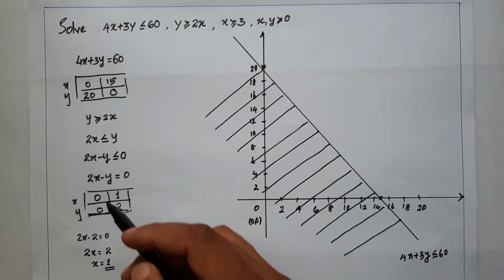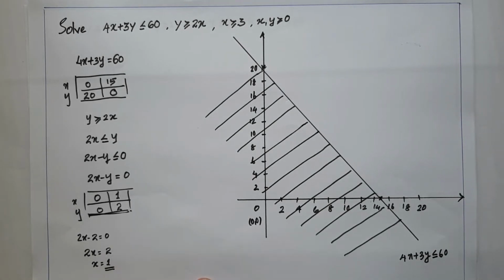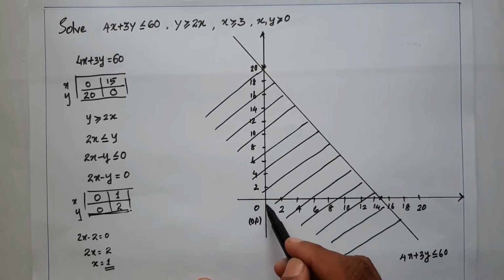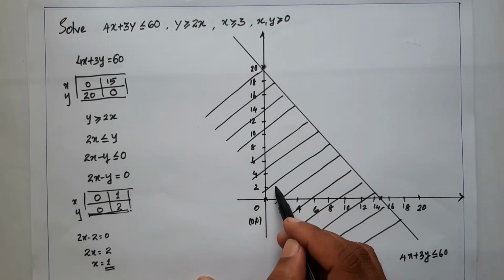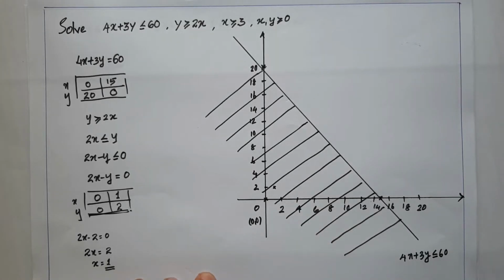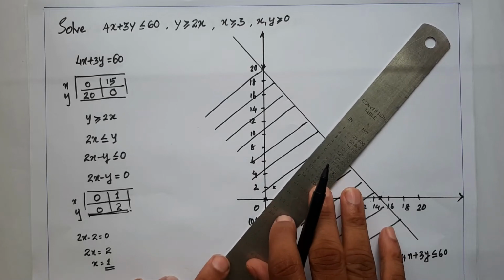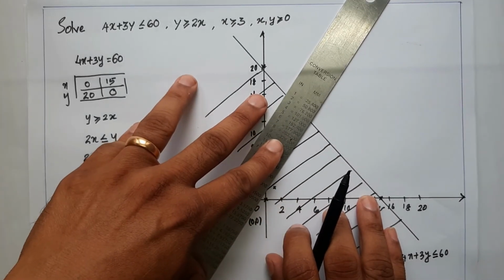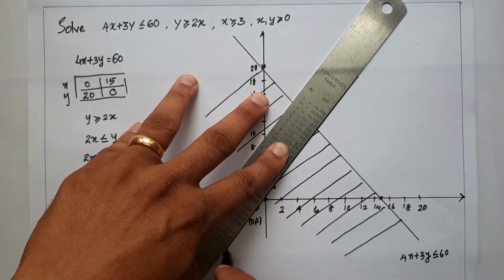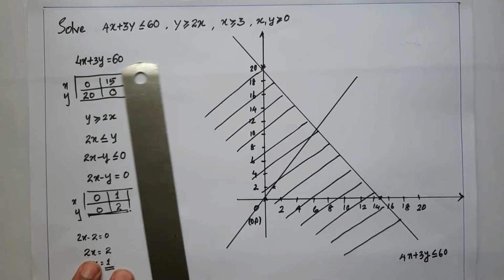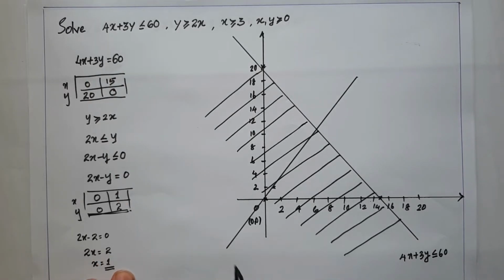Now we plot the second line for y greater than or equal to 2x. That means 2x minus y less than or equal to 0. First of all we take x as 0, y as 0. Then x is 1, y is 2. We join these 2 points. Again we get an equal to line. By joining these 2 points we get the second line. That is the y greater than or equal to 2x graph. That is the 2x minus y less than or equal to 0 graph. Sorry, it's the 2x minus y equal to 0 graph.